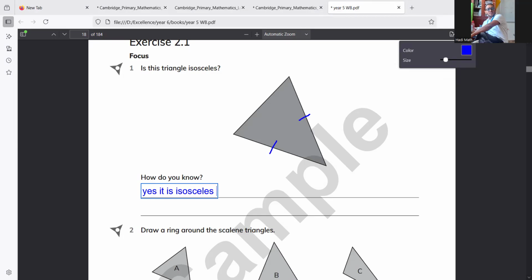Okay, how do you know? Because two sides are equal. That's two equal sides, or it has two equal sides.